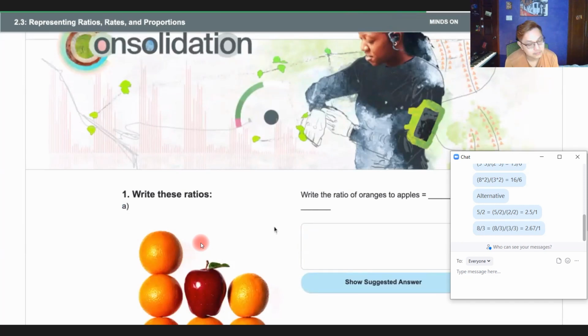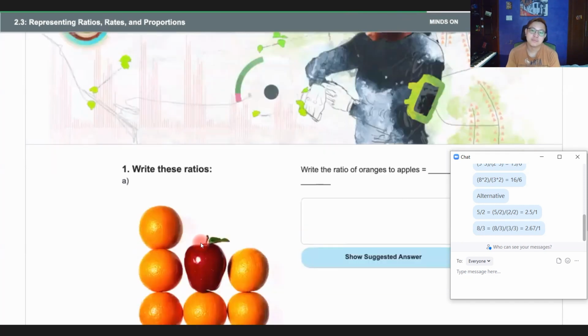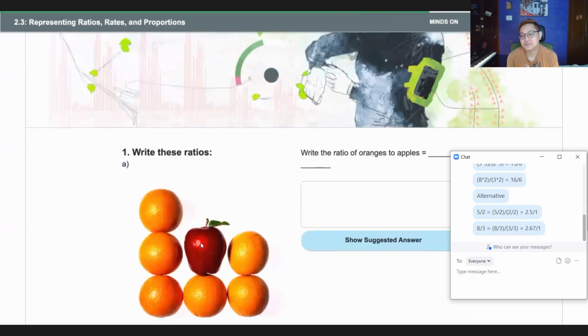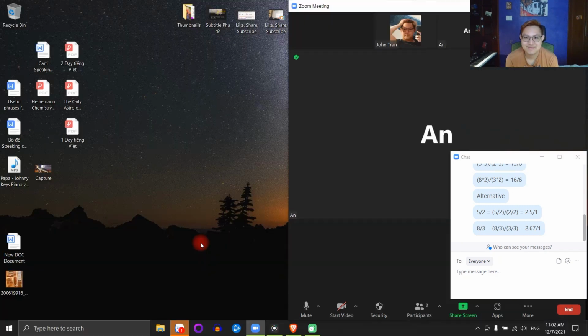Right, the ratio of oranges to apples. So it would be 6 to 1, because there are 6 oranges and 1 apple. Yes, this is the easiest and the juiciest too.